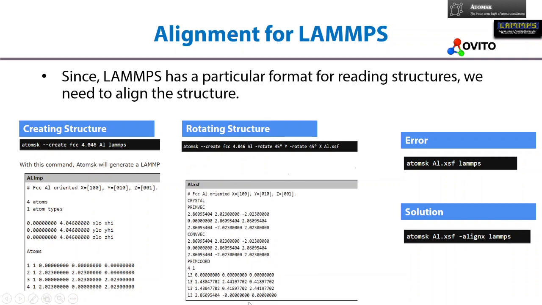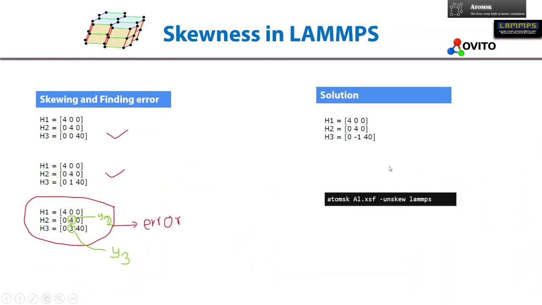So here is the output file. If we try to convert this .xsf file into LAMMPS format, we will see that there is an error. So how to bypass this error? To bypass this error we need to use the option align x, which will help to align our structure along the axis. Next we will go to skewness of LAMMPS.